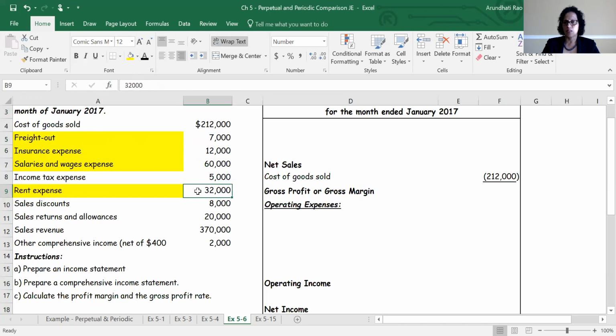What most companies do is they will list these expenses in the order of magnitude, as in the largest amount first, and then it goes down. Now it's relatively easy because we have only 4 items and we can find the largest number.